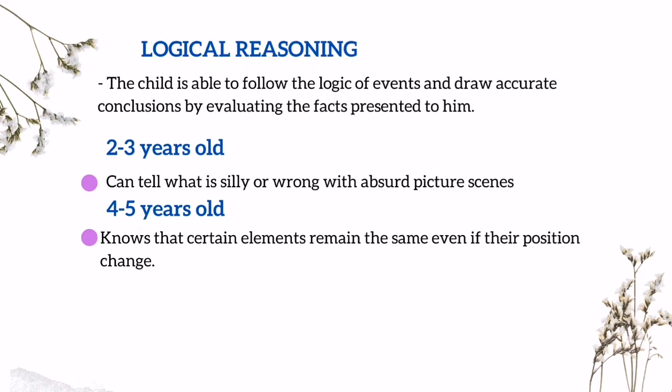Logical reasoning. The child is able to follow the logic of events and draw accurate conclusions by evaluating the facts presented to him. 2 to 3 years old, can tell what is silly or wrong with an absurd picture. 4 to 5 years old, knows that certain elements remain the same even if their possession changes.